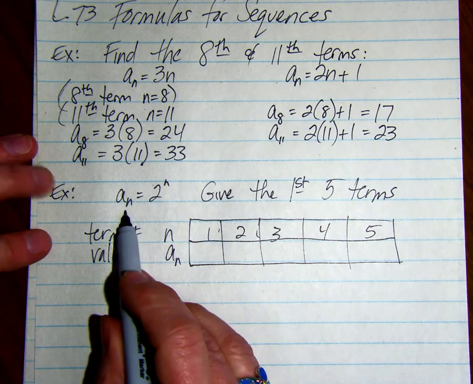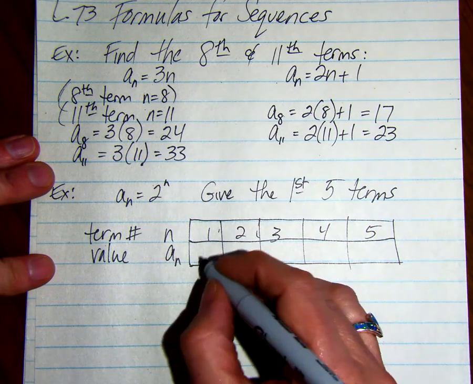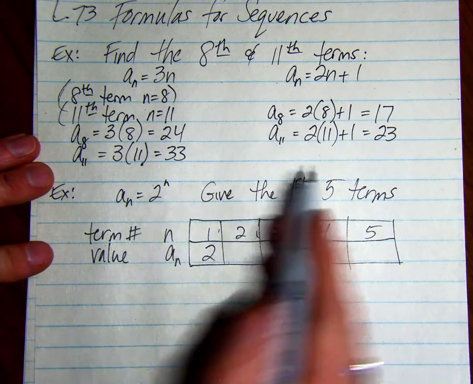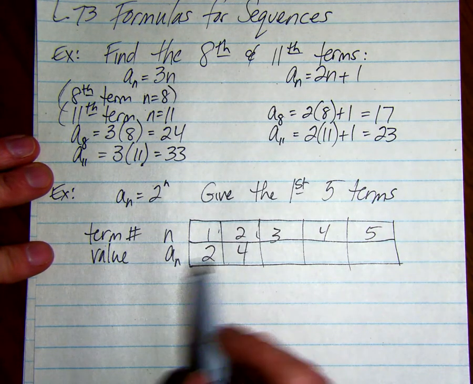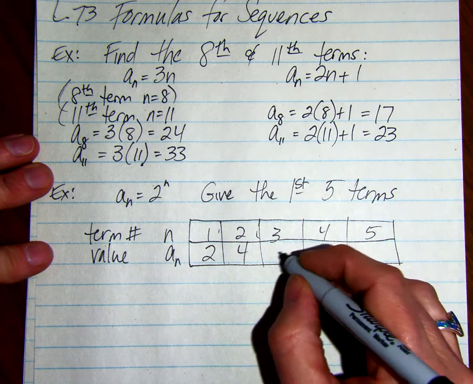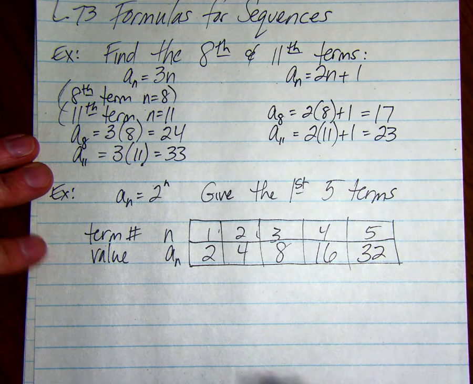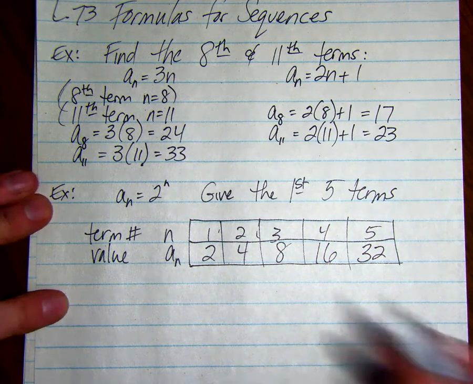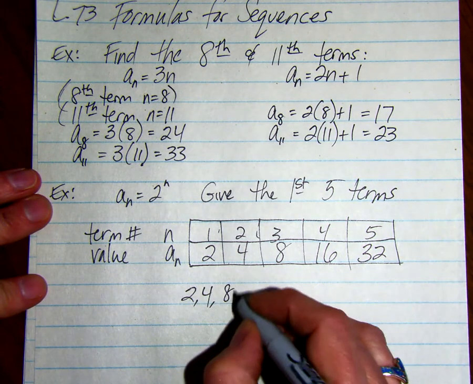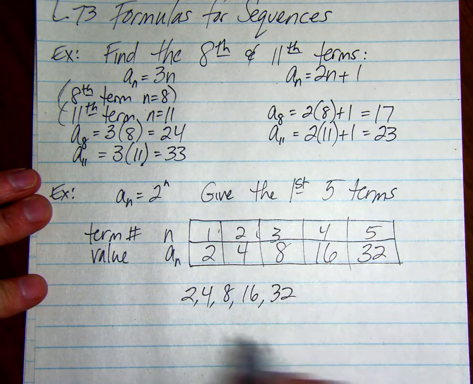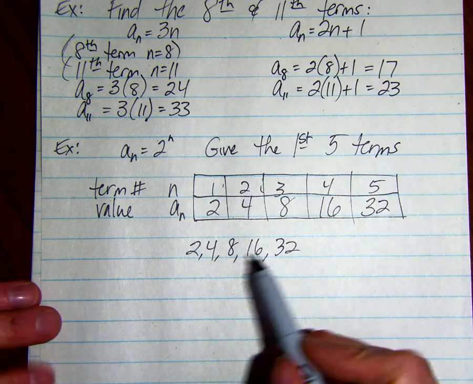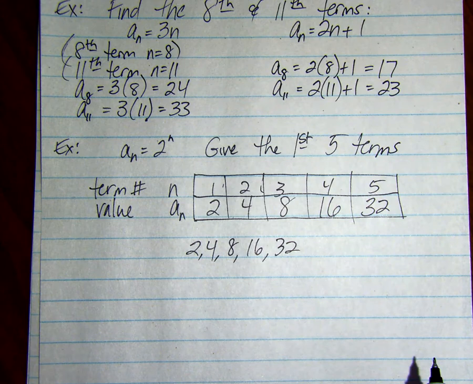So a sub 1 is 2 to the first power, which is 2. 2 to the second power is 4. A sub 3 is 2 to the third power. And then we have to the fourth power, and then to the fifth power. So the first 5 are 2, 4, 8, 16, 32. And we would just list it out just like that. That's the first 5 terms.